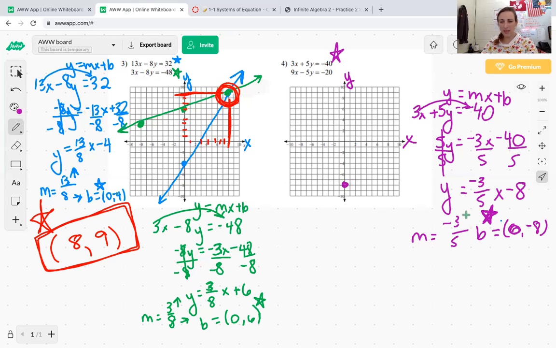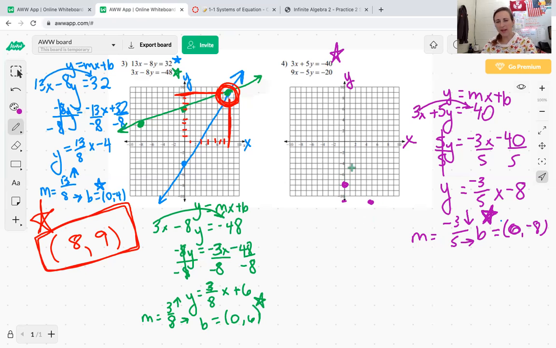Now where my slope is negative, it actually tells me to go down 3 and then right 5. If you notice, I go down 3, it shoots me off my graph paper a little bit, and that's okay. I'll make one extra tick mark and then go right 5. 1, 2, 3, 4, 5.